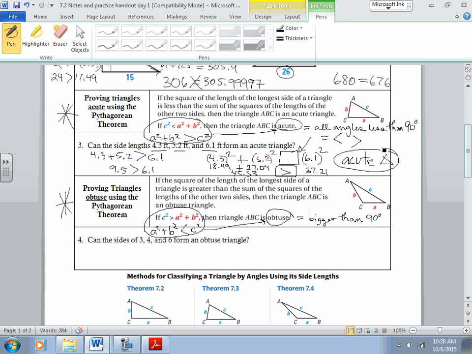All right, go ahead and do this one right here. See what type of triangle 3, 4, and 6 make. Is it obtuse, acute, or a right triangle? Okay? Give you a minute. You do number 4 on your own. Do the work on your handout. These are going to be your little cheat sheets. Okay?